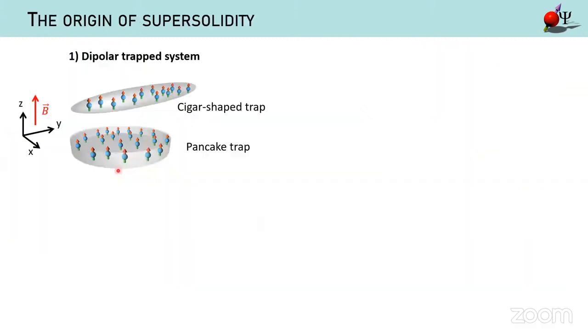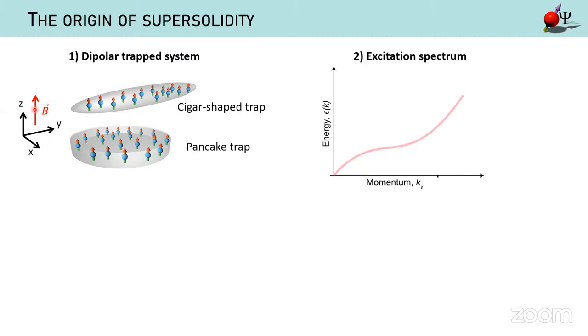First of all, we need to consider a dipolar trapped system, and in particular, a system which is trapped in a geometry such that we have a tight confinement in the same direction as the polarization of the atoms, which is given by the external magnetic field. So we can use this elongated geometry or a pancake geometry. Once we have this system, we can have a look at the excitation spectrum, which exhibits a peculiar feature. Indeed, the excitation spectrum, this line, bends down at finite momentum.